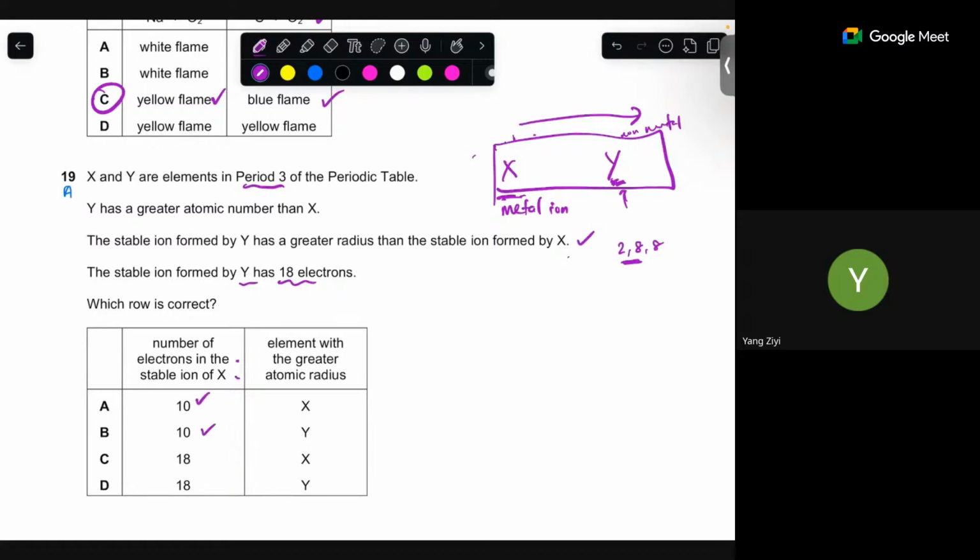The element with a greater atomic radius, if you consider the atom only, do remember atom-wise, the radius becomes smaller and smaller as you go across. So X is definitely going to be greater, if it is just the atom only. So A will be the answer.